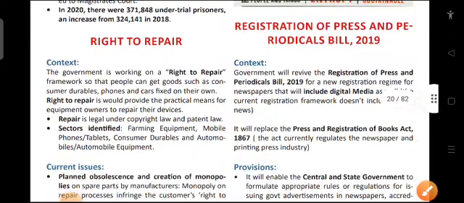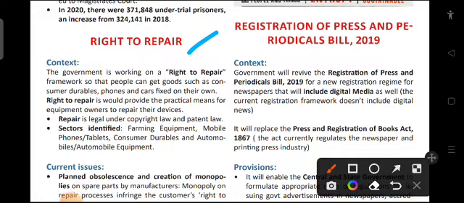Now the next news is about right to repair. What is the context? The government is working on a right to repair framework so that people can get goods such as consumer durables, phones and cars fixed on their own. Right to repair would provide the practical means for equipment owners to repair their devices. So rather than buying new things and increasing the pollution and wastage, we can prefer to repair the same electronic good or something, and this saves our environment also.